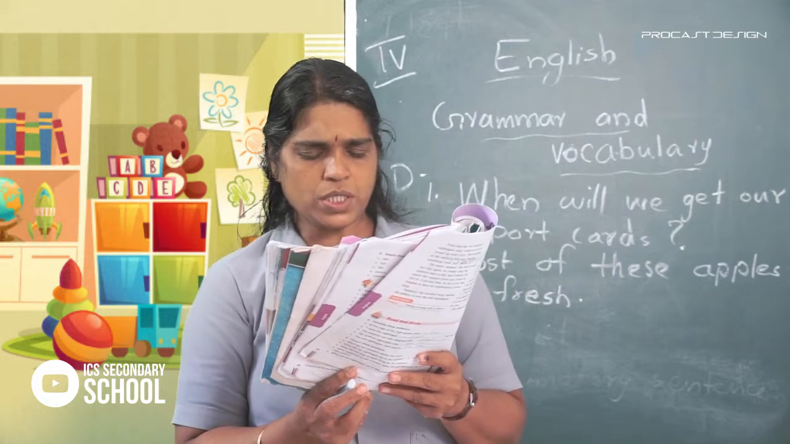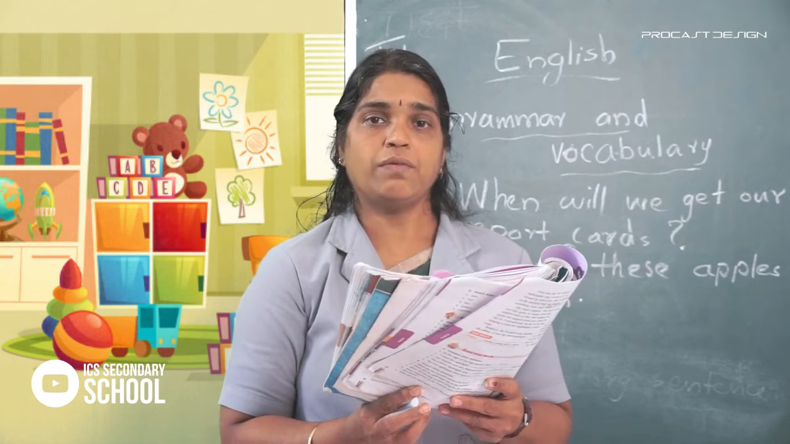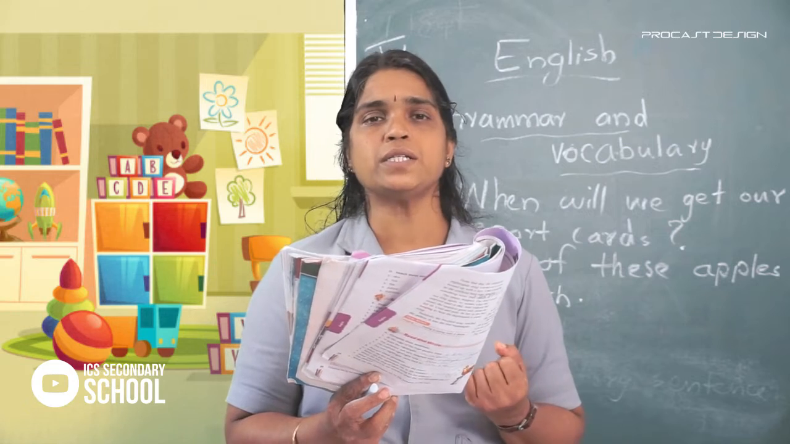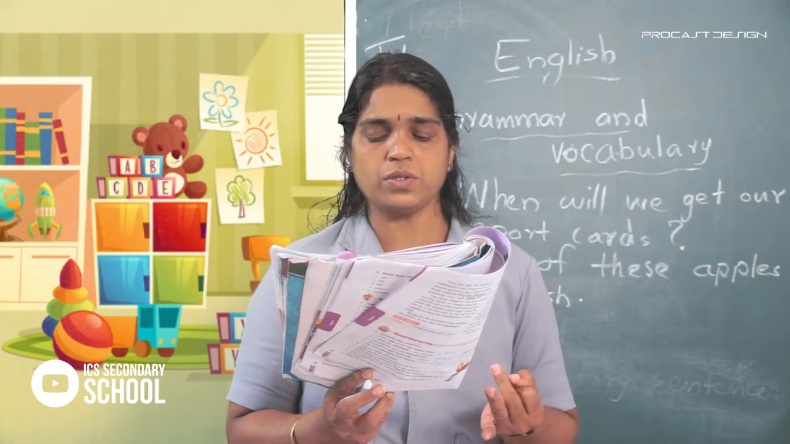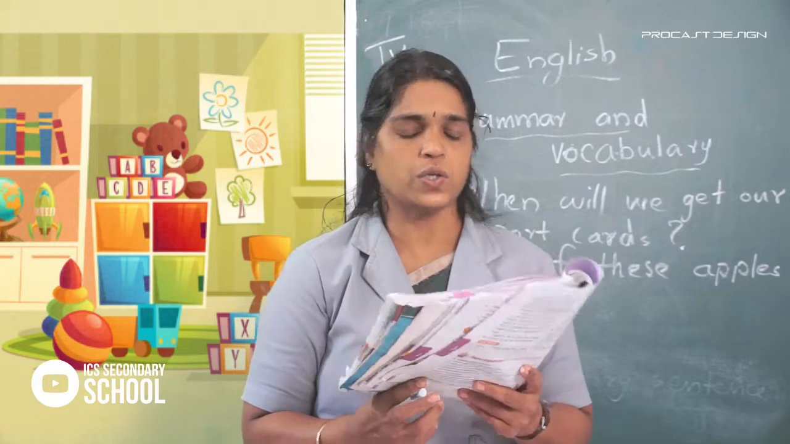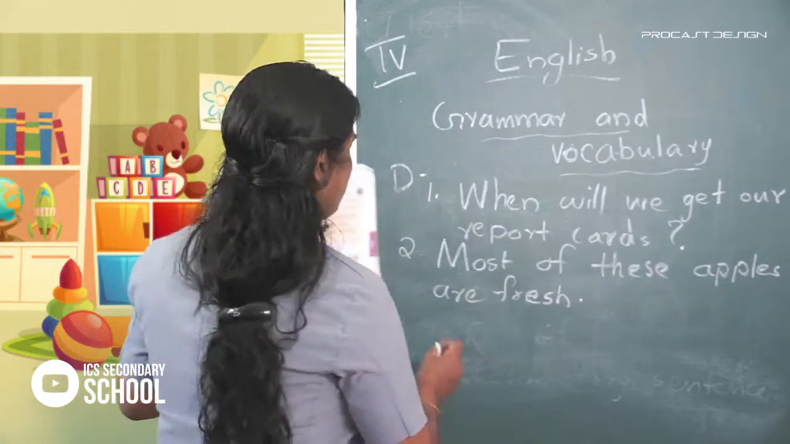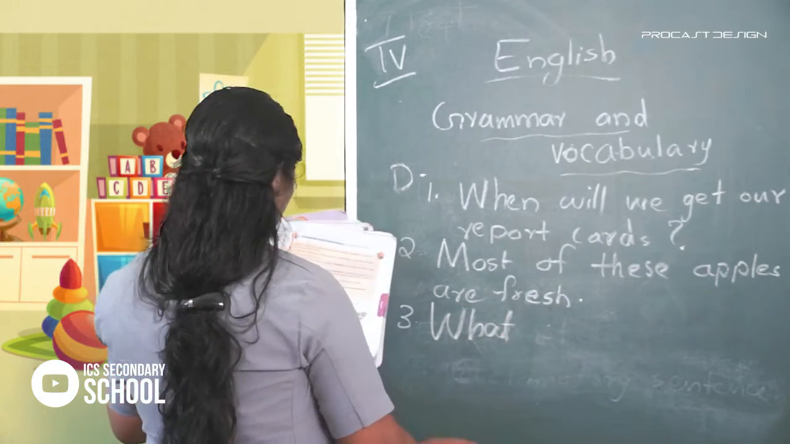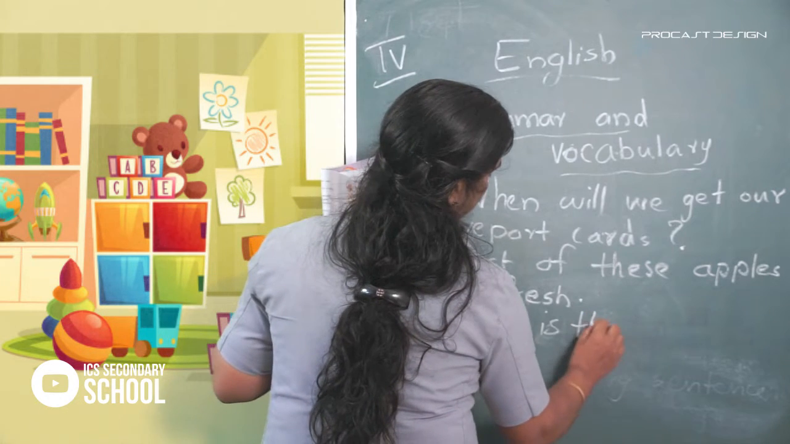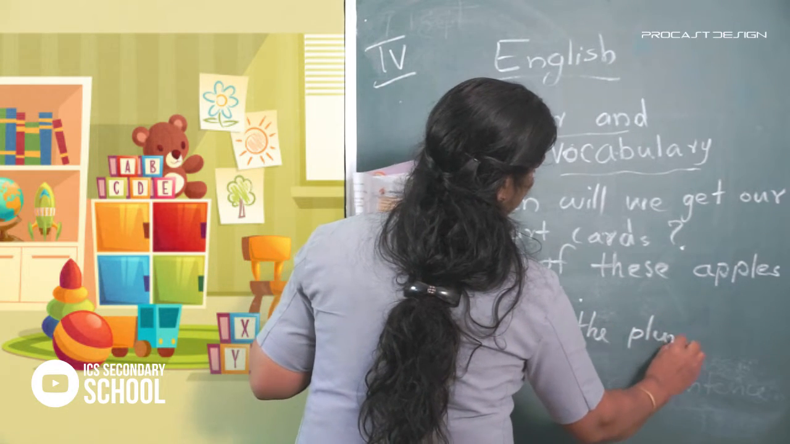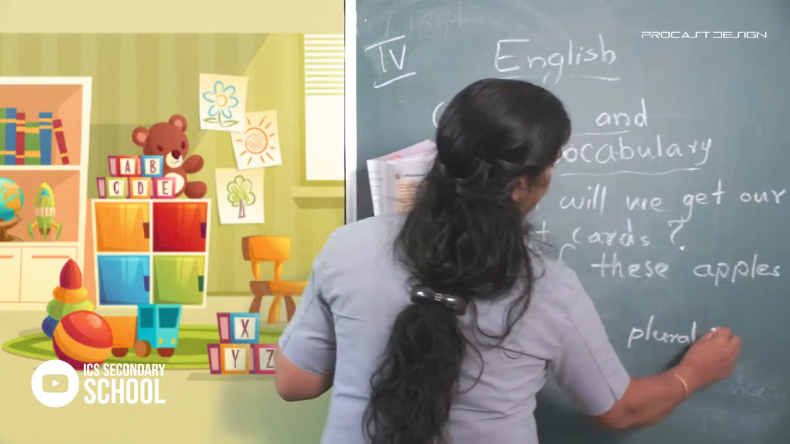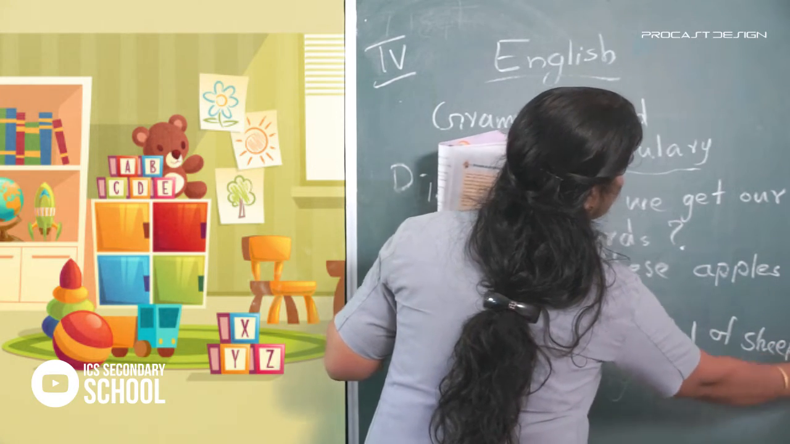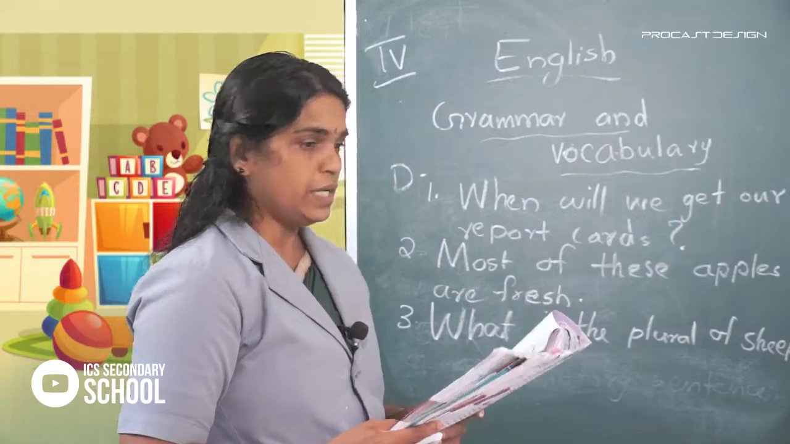Next one. What is the plural of sheep? What type of sentence is it? Can you say, is it an exclamatory sentence, an order or request, or a question? Yeah, it is a question. Then what can you do? W in capital letter. What is the plural of sheep? Then which mark can we add? Question mark. We can add a question mark.